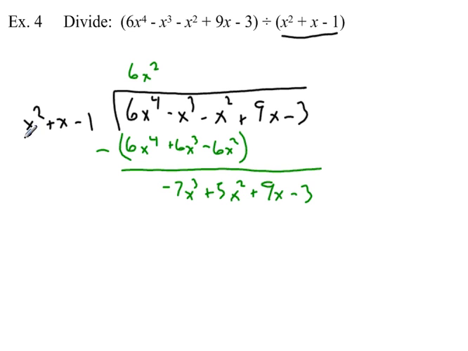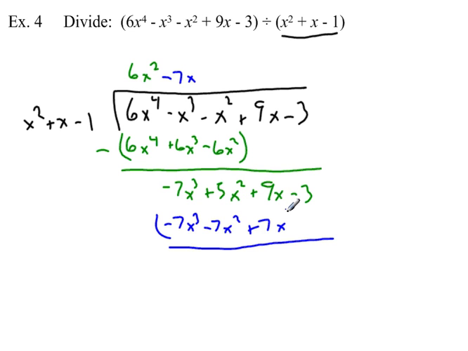So now we say what times x squared equals minus 7x cubed, and that'll be minus 7x. Now I need to multiply minus 7x by each of these terms, which gives me minus 7x cubed minus 7x squared plus 7x. Subtracting down, careful to subtract. The x cubes are gone. 5 minus a negative 7 gives me 12x squared. 9 minus 7 gives me 2x, and then minus 3.